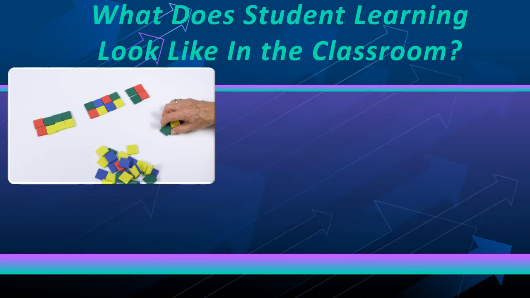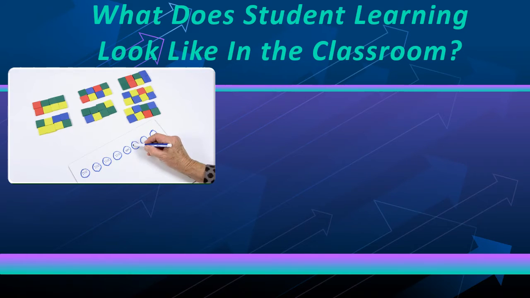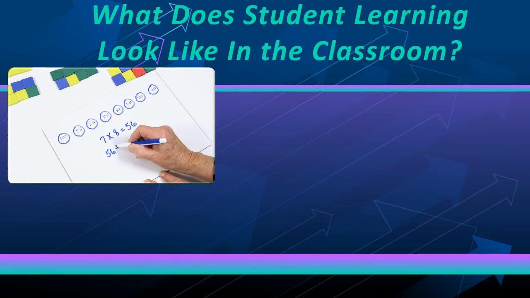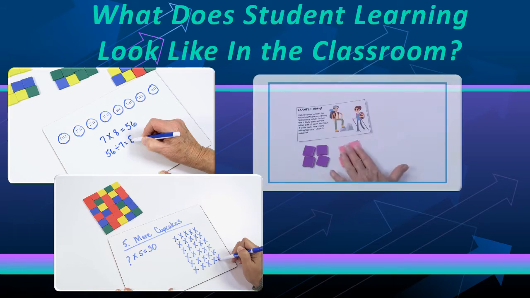Take a look at what student learning might look like in a classroom during this unit. In the first video, you see students using concrete models to create equal groups. They're then connecting those concrete models to a representation with their drawing and then to the equations. You see both multiplication and related division facts. In the second video, students made an array concretely and then again represented it on their whiteboard or in their journals and connected it to an equation.